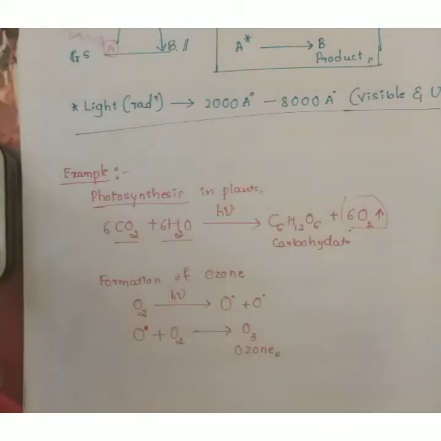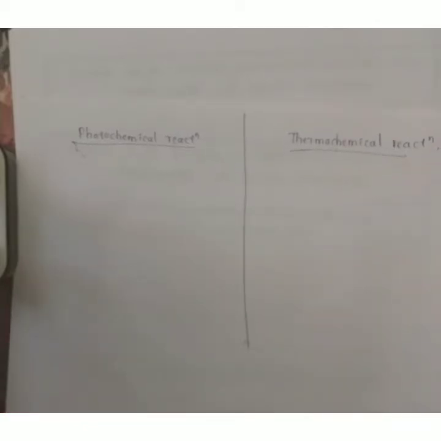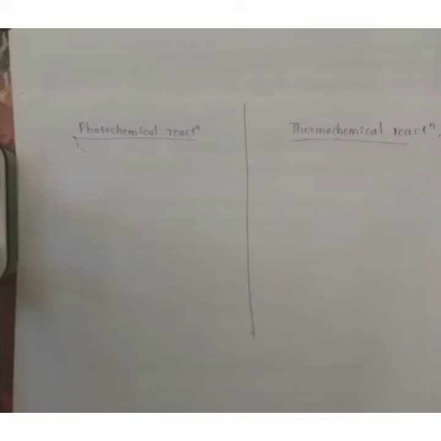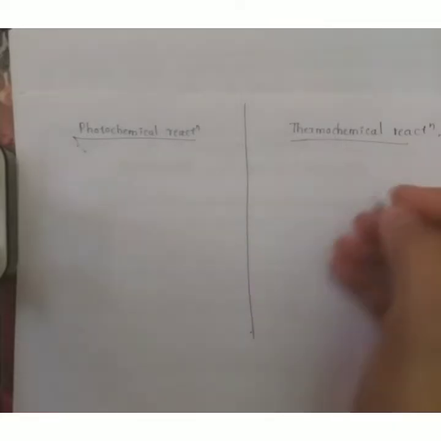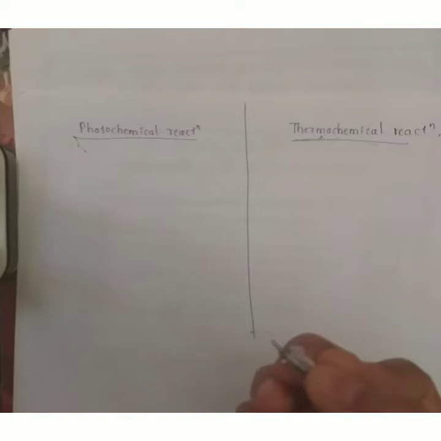Now next we shall discuss the difference between the photochemical reaction and a thermochemical reaction. As I said, the photochemical reaction is nothing but a reaction carried out in the presence of light, and the next one is the thermochemical reaction. You all know that thermo means nothing but the presence of heat.